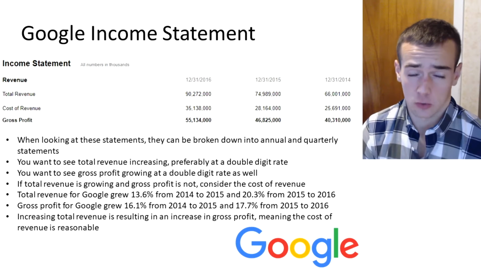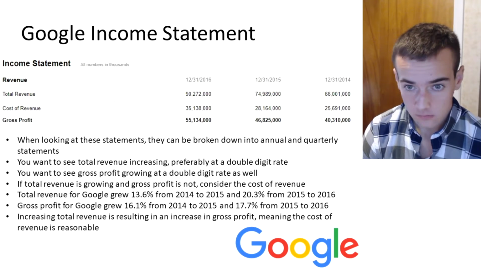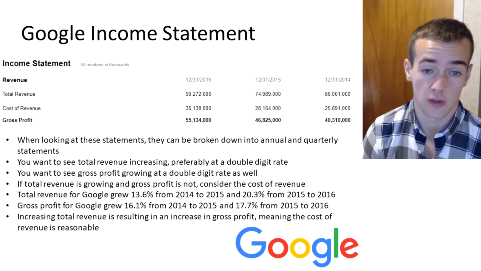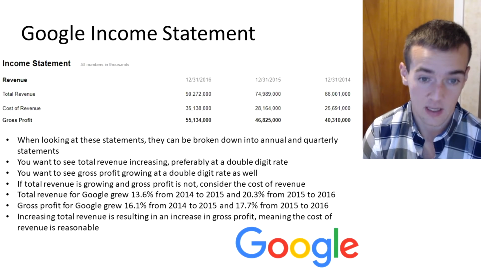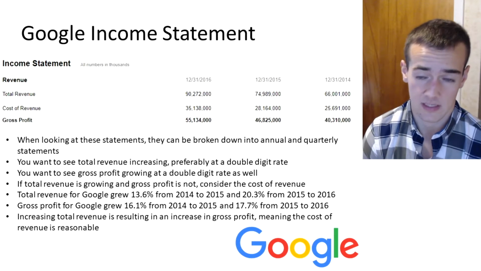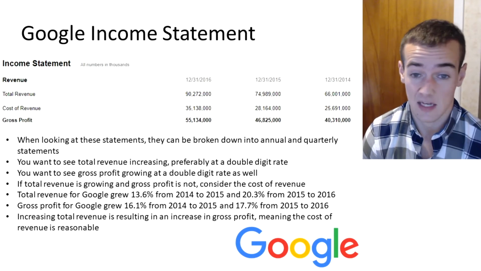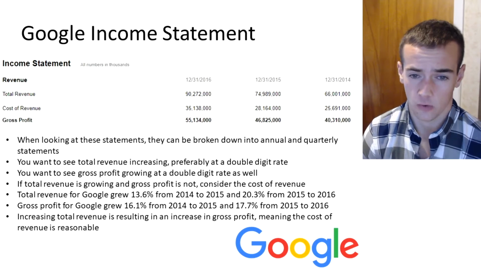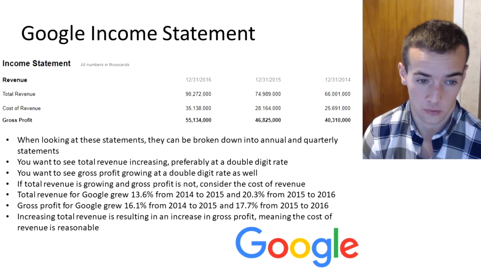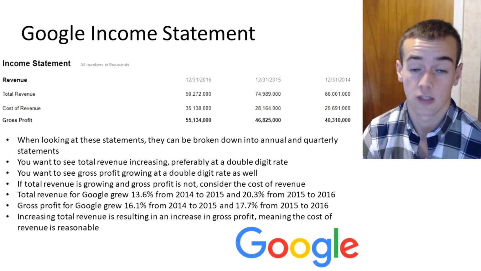So following our example looking at Google, we're going to analyze Google's income statement. So as you can see here, we have the last 3 years of Google's revenue, total revenue, cost of revenue, and then their gross profit, which makes up their income statement. So when looking at these statements, they can be broken down into annual and quarterly statements, and it's really a good idea to look at both of these, because as I said, you want to look at 5, if not 10 years of data, as well as the most recent 4 quarters to get an idea of the bigger picture, as well as what's been going on in the shorter term. So the biggest thing is you want to see total revenue increasing, preferably at a double-digit rate.